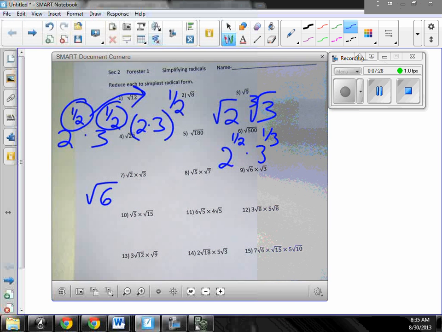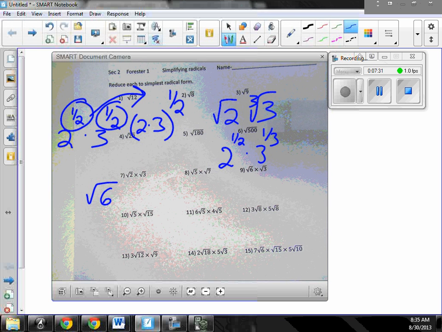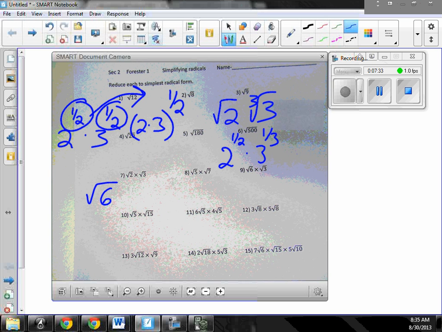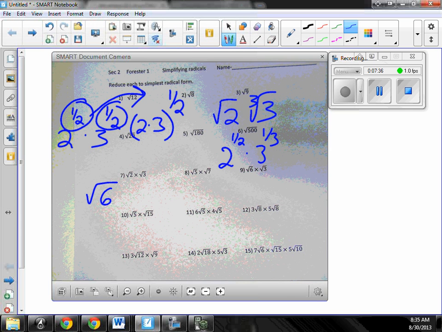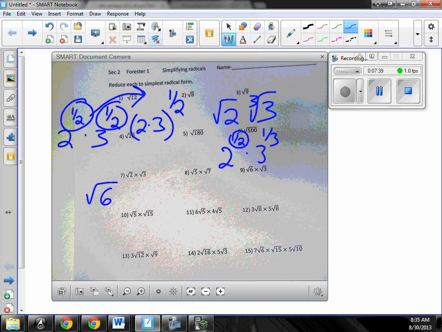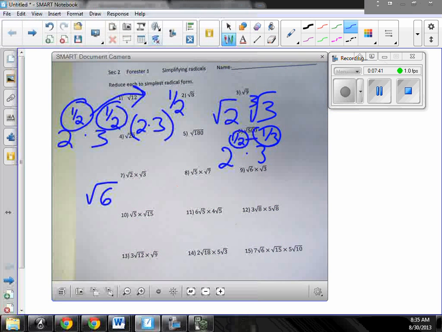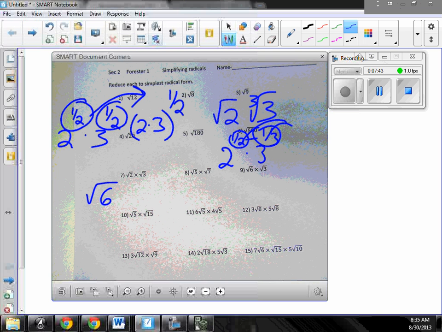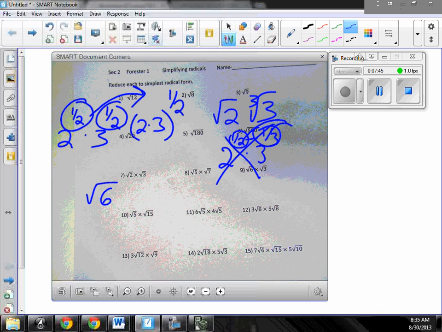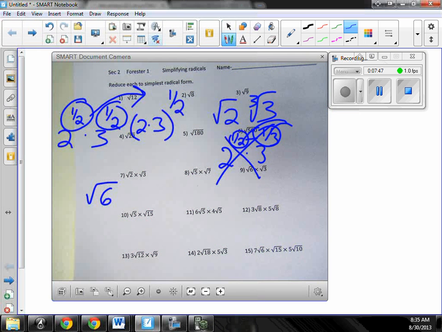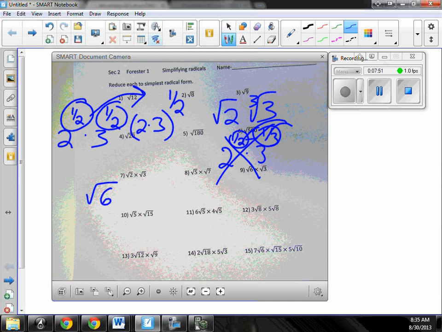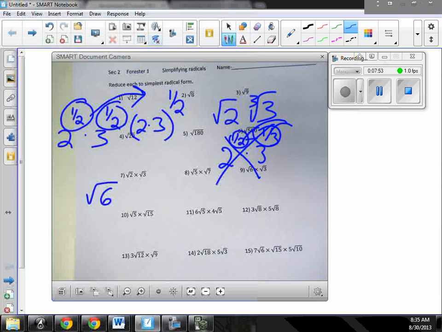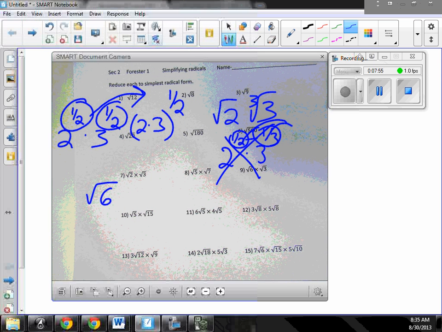and I'm totally stuck. If the bases were the same, I could put them together. But since the bases are not the same, I can't add these, and I can't pull them out because they're two different numbers, so this one would not be able to be simplified at all. So in order to multiply two radicals, the inside numbers don't have to be the same, but the exponents or the roots have to be the same.